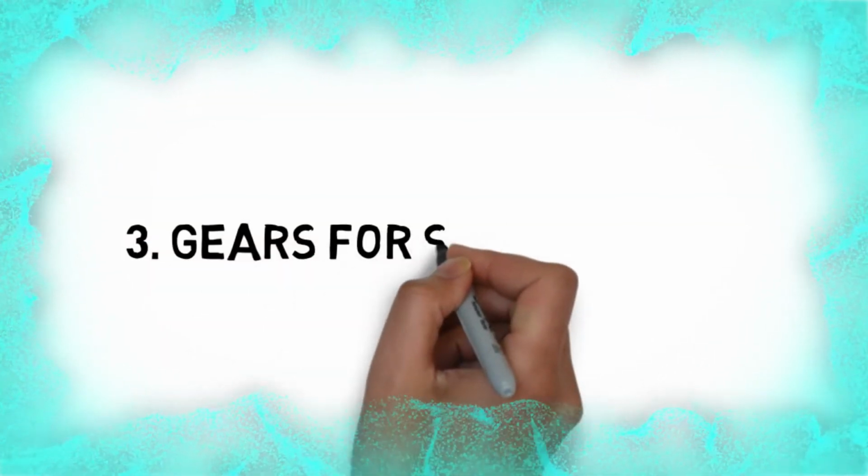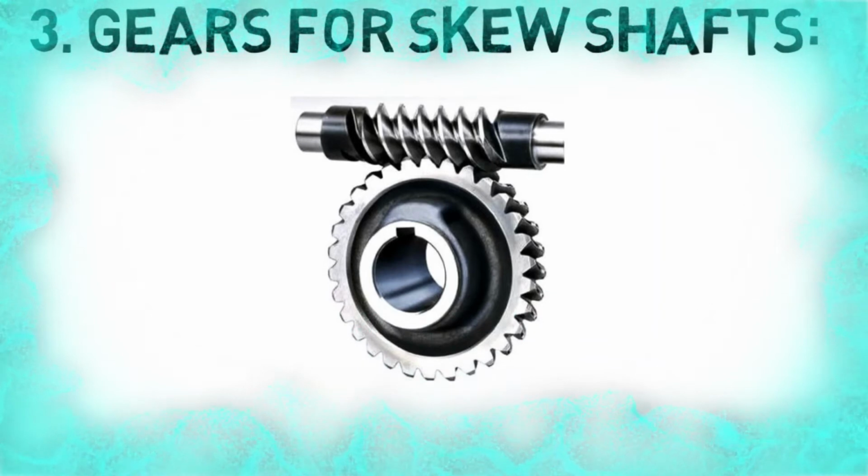Number 3. Gears for skew shafts. The following gears are used to join two non-parallel and non-intersecting shafts.